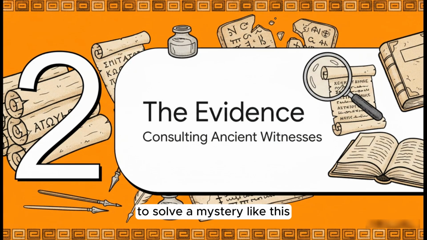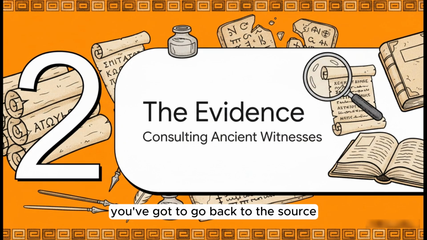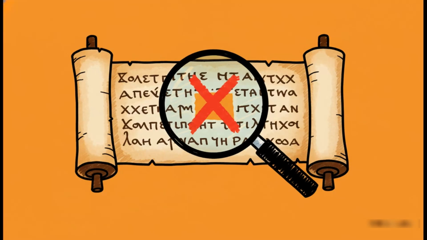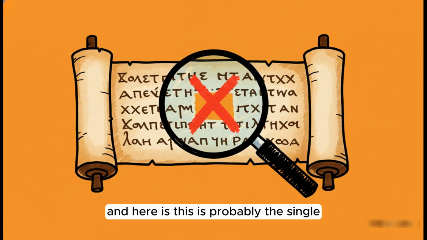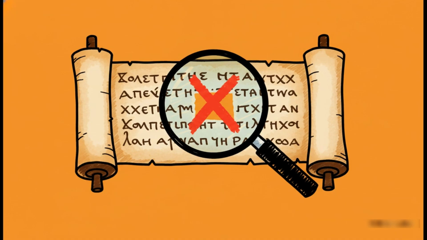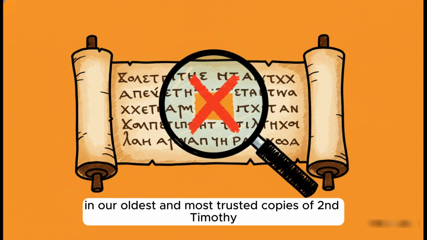To solve a mystery like this, you can't just compare one English Bible to another. You've got to go back to the source. You have to consult the originals, the oldest Greek manuscripts we have. It's time to call our ancient witnesses to the stand. And here is probably the single most important fact in this entire investigation. That little phrase, "of the Gentiles," it just isn't there in our oldest and most trusted copies of 2 Timothy.